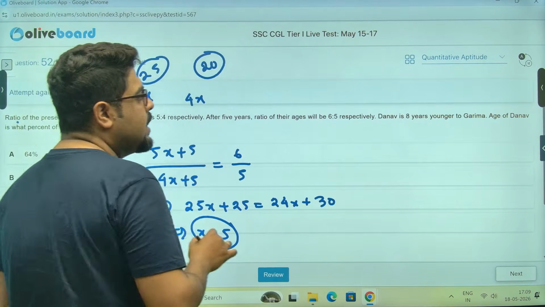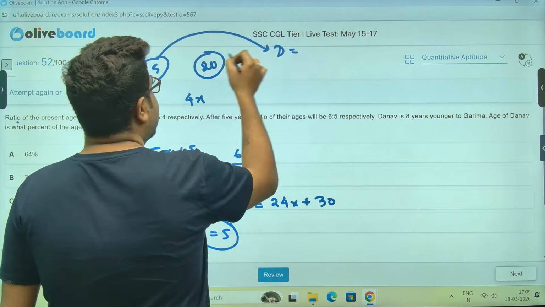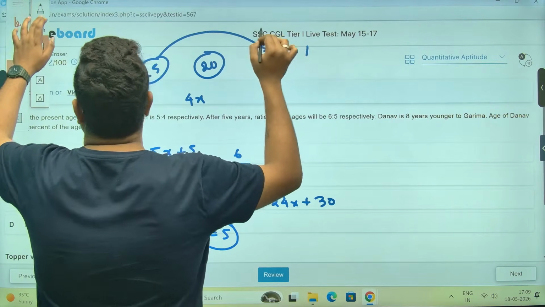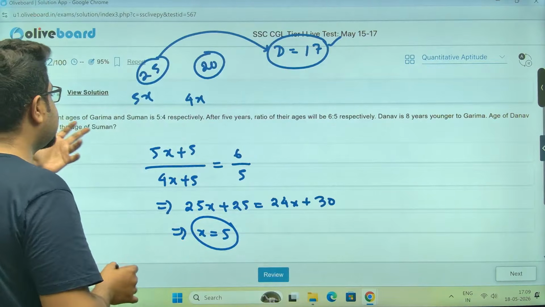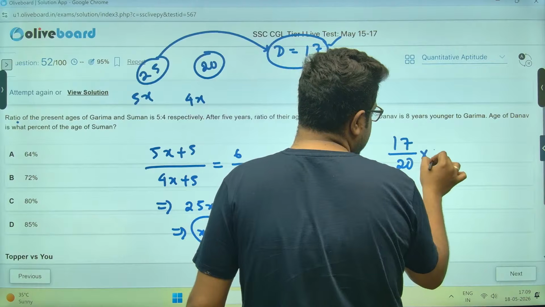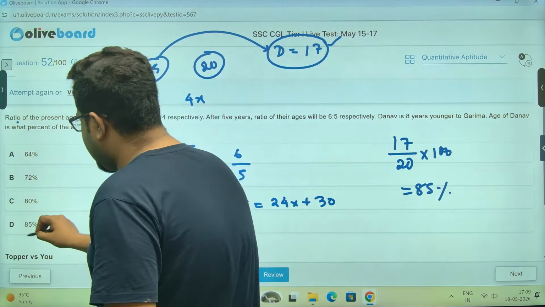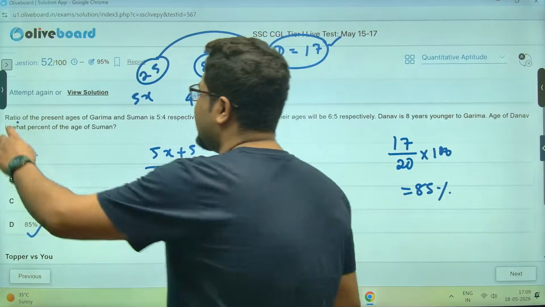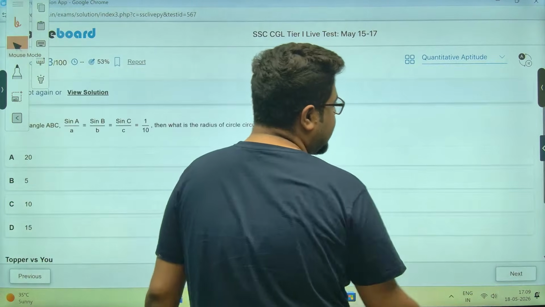Now, Danav is 8 years younger than Garima, meaning it is 18, sorry, 17, my mistake. So 17 years. Now the age of Danav is what percentage of Suman? 17 is what percentage of 20? So 85% will be the answer, option D. Again, a very simple 3-4 lines of calculations. Nothing very difficult about this.